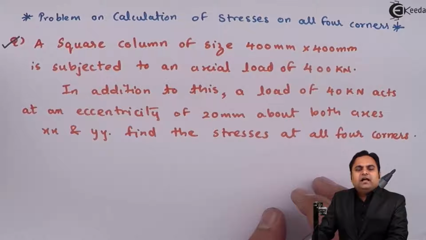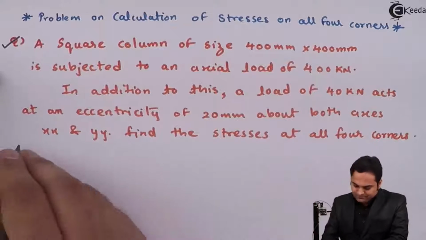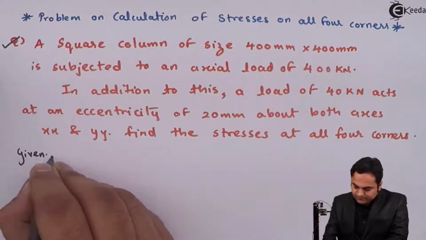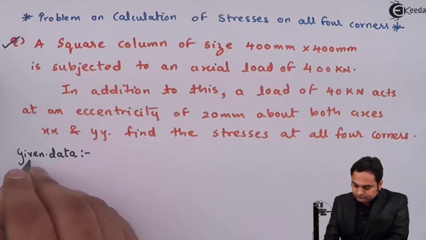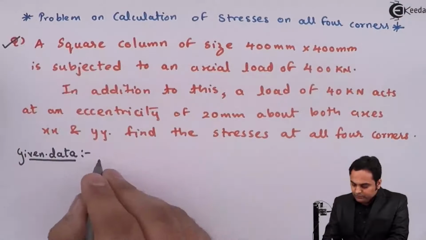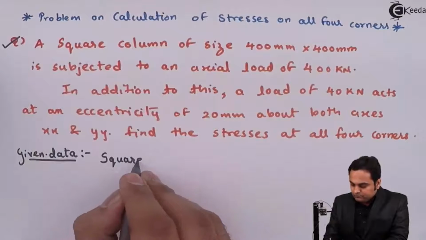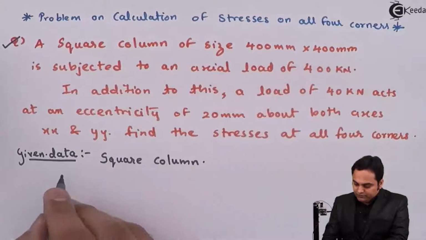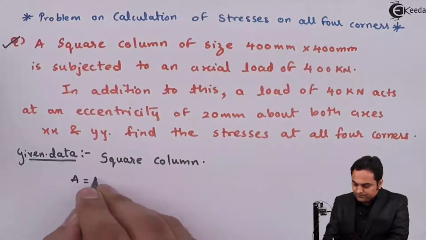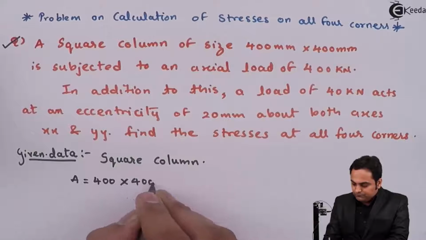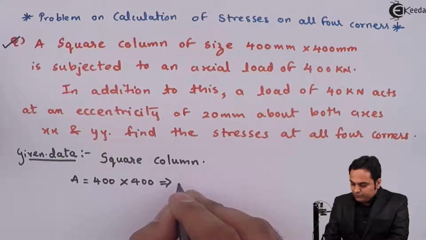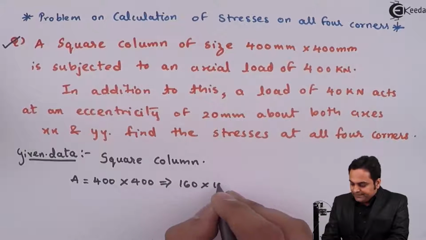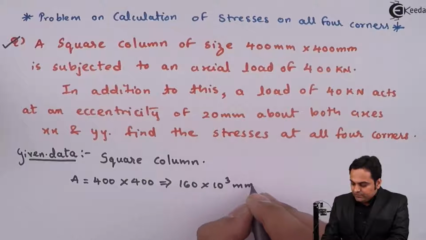Whatever is given here, I'll write that in the form of data first. So let us get started. Here we have a square column of size 400 into 400. So the area is given. That comes out to be 160 into 10 raised to 3 mm square.